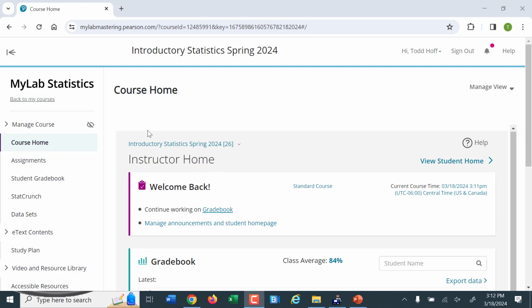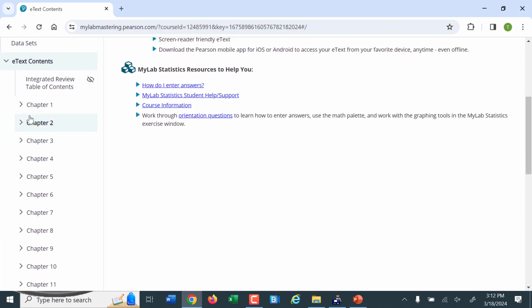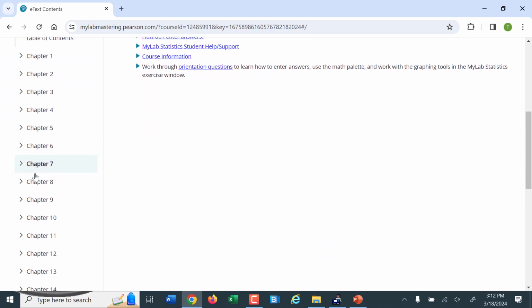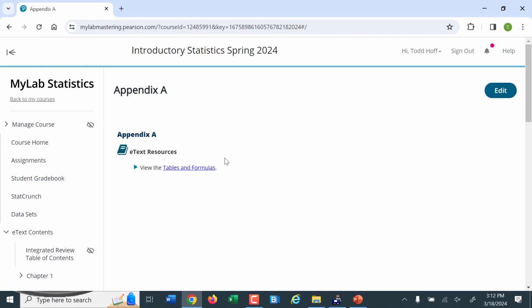But if you go into MyMathLab from our home page, you can go down here on the left side where it says e-text content. If you click on that, you'll see a chapter by chapter listing, so you can use that to read each chapter. If you scroll down to Appendix A, this is where those probability tables are. It brings up this link to tables and formulas, and it'll take you to these tables.